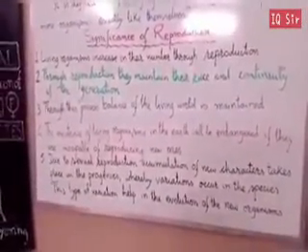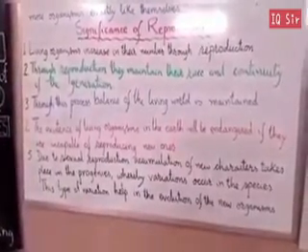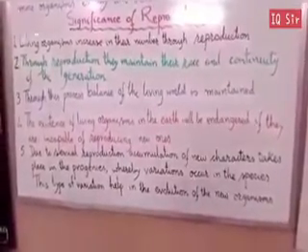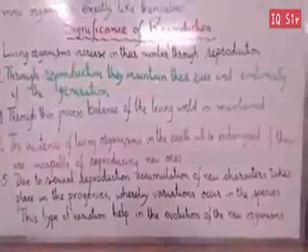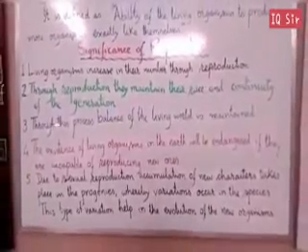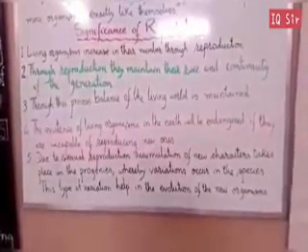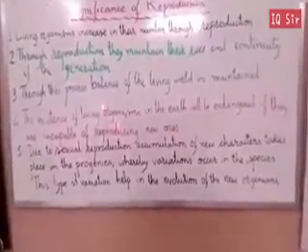Now, last but not the least, let us talk about the significance of reproduction. Point number one, living organisms increase in number through reproduction. Of course, it is this process through which they increase in number. Number two, through reproduction, they maintain the race and continuity of the generation.